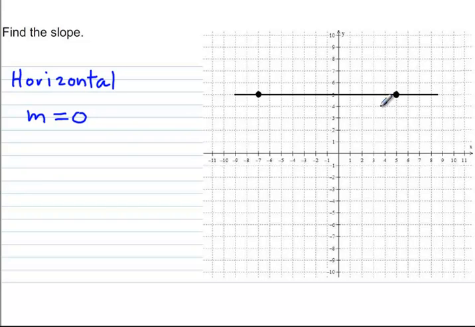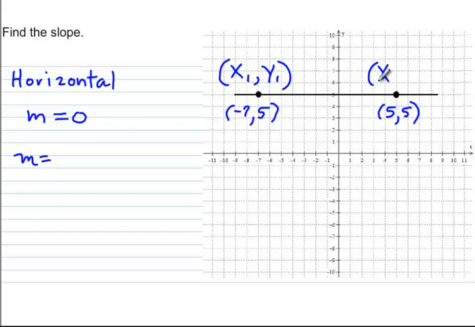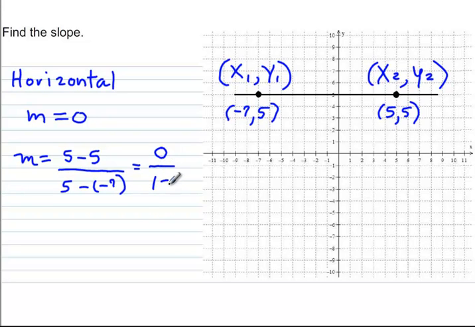If you wanted to show that this was actually 0, you could pick the 2 points that are shown, or, for that matter, you could pick any 2 points that are on the line, and then you could apply the slope formula to these 2 points. So the slope would be, if I call this one x1, y1, and this one x2, y2, the slope would be y2 minus y1 over x2 minus x1, and then by doing the arithmetic, I'll get 0 in the numerator and 12 in the denominator.